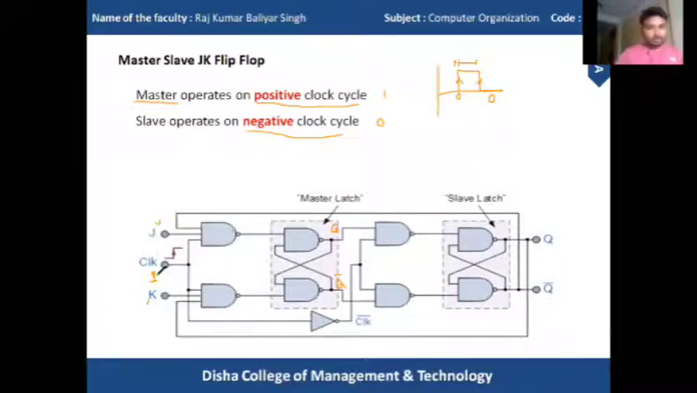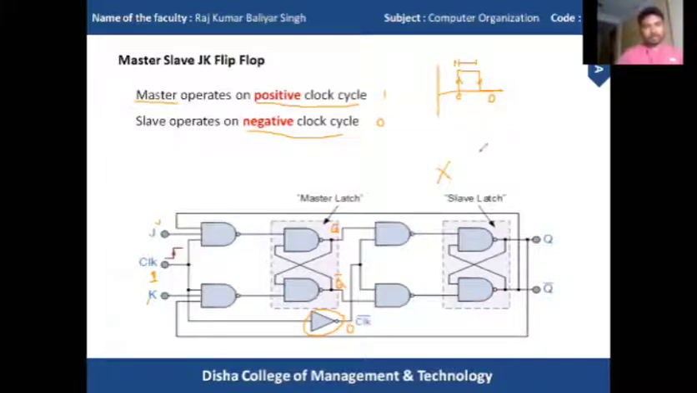So when the clock is 1, or positive, or high, the master will operate. At that time the slave will be in inactive state, because the clock is supplied to the slave side through this NOT gate, and it becomes 0. As I said, when the clock is high, then only the flip-flop will work, and when the clock is low, the flip-flop will remain in idle state. That means the flip-flop is not in a condition to perform any task.